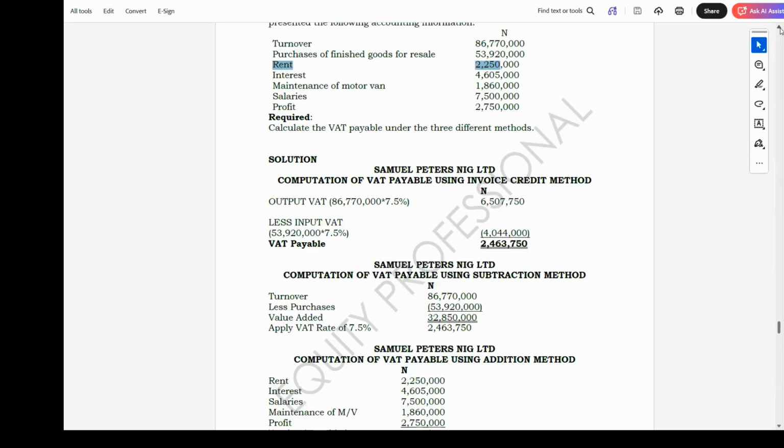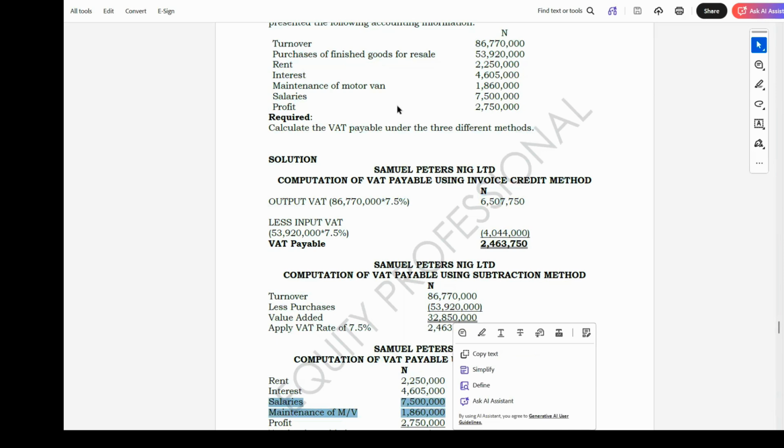So we are now given rent. Which of the factors of production has rent as its reward? Land. So you take that land; the reward for that factor of production is rent. After land, we have interest. Which factor of production receives interest? Capital. So the reward for capital is interest. Then salaries. Which factor of production takes salaries? Labor. So you also take that labor.